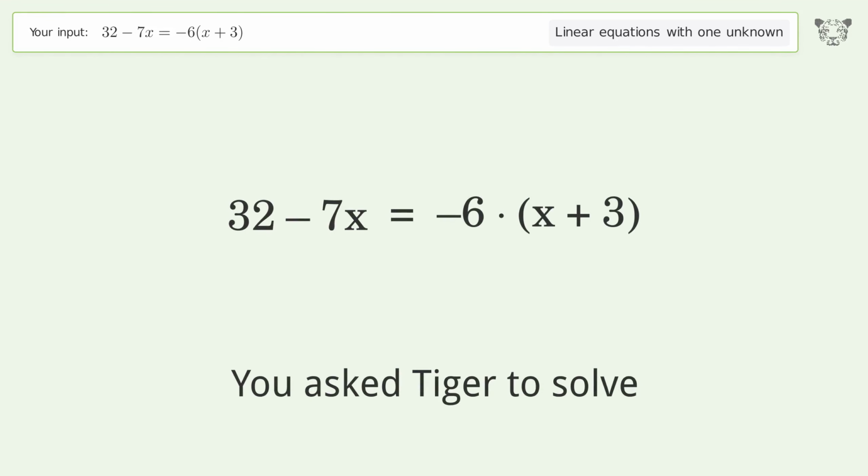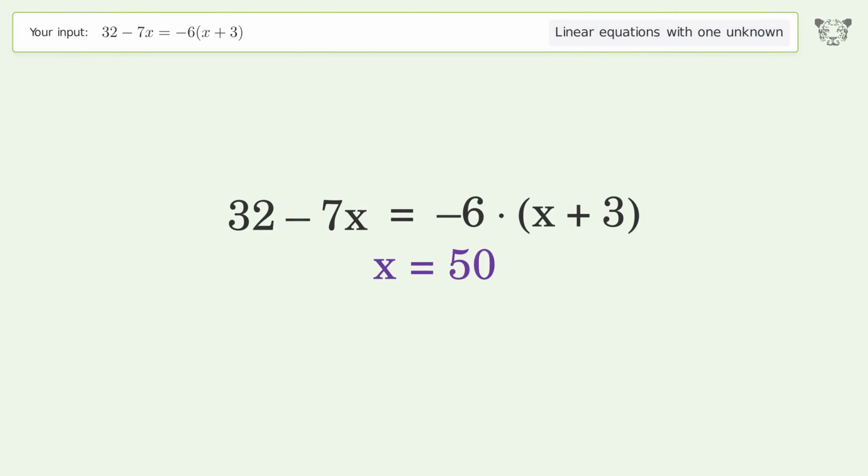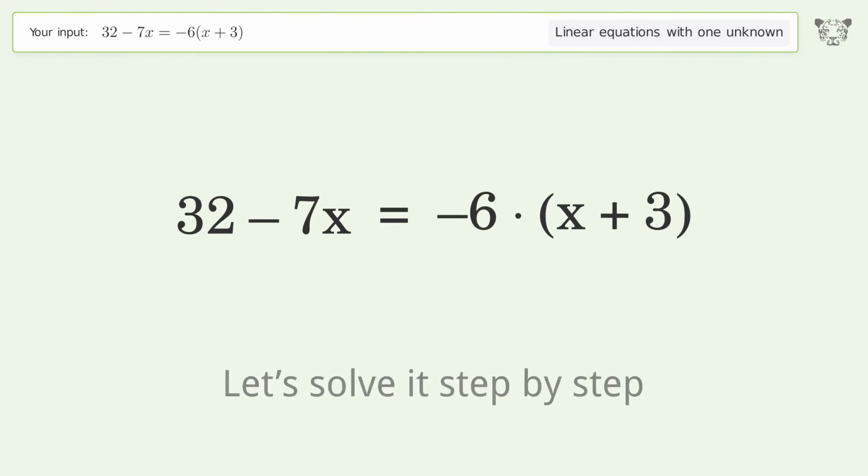You ask Tiger to solve this. It deals with linear equations with one unknown. The final result is x equals 50. Let's solve it step by step.